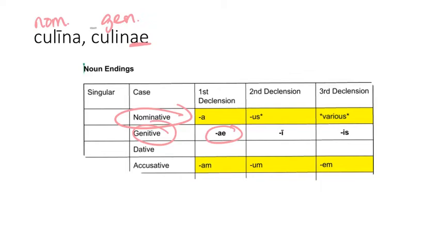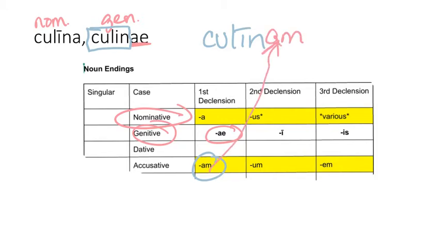To make my life easier, I'm going to draw a box around the part of the word that never changes. Culin, that's the stem of the word. Now that I know the stem is culin, C-U-L-I-N, if I want to make another form, like the accusative singular, I would just pop the ending on: C-U-L-I-N, and then put the accusative singular ending on, A-M.